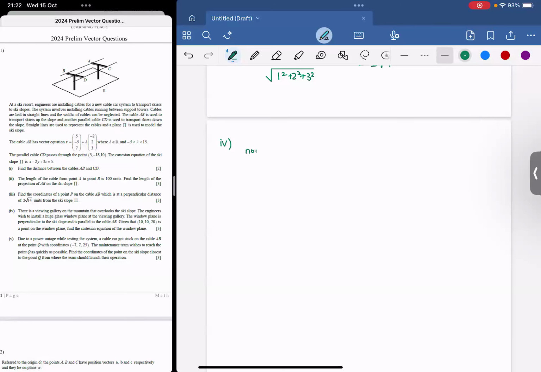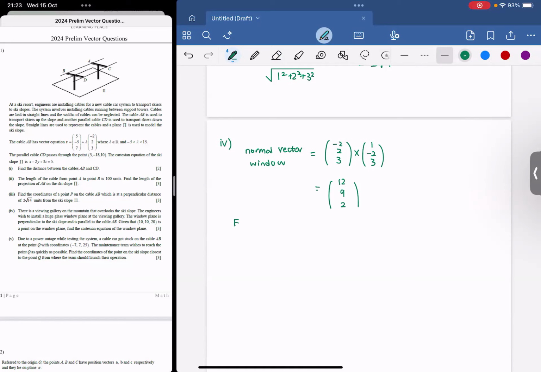So we know that the normal vector of the window plane can be found by crossing the direction vector of AB and the normal vector of the ski slope. 6, 12, 4, 10, 4, 2, 6, 12, 12, 18, wrong, 3, 9, 20, negative 24.